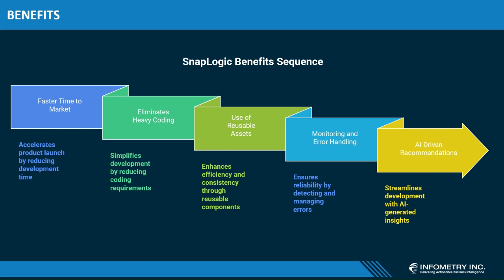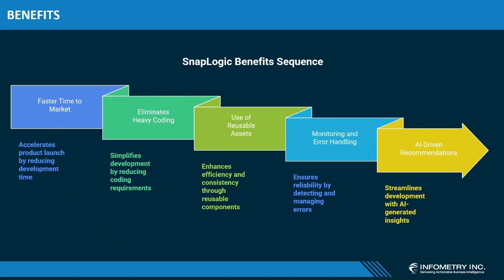Second, eliminating heavy coding. SnapLogic eliminates heavy coding. Instead of writing long scripts or custom code, most tasks can be accomplished by using snaps and drag-and-drop pipelines. This simplifies development and reduces the effort required from the engineers.